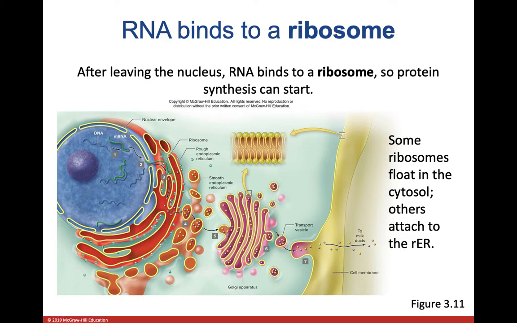Whereas some of the ribosomes are going to be floating around in the cytoplasm of a cell. So if they're floating around on the inside of a cell, they're going to just have an mRNA or something bond to them there, and that protein will be made in the cytoplasm.